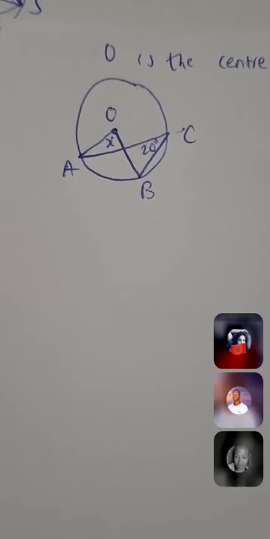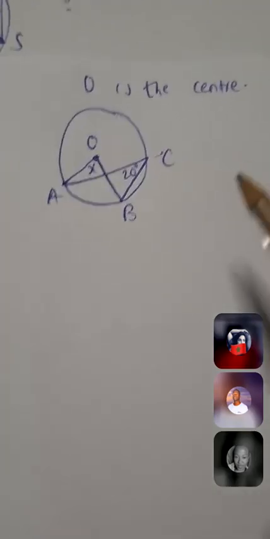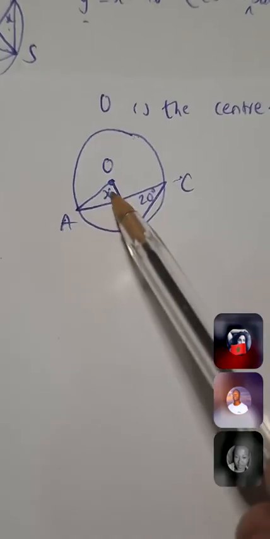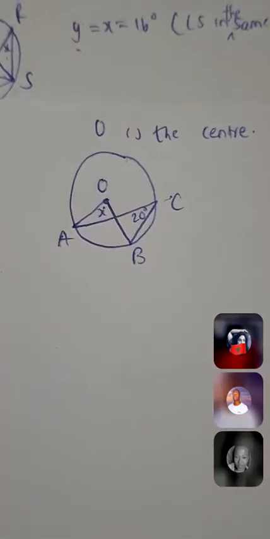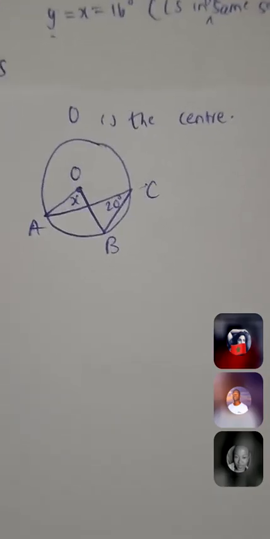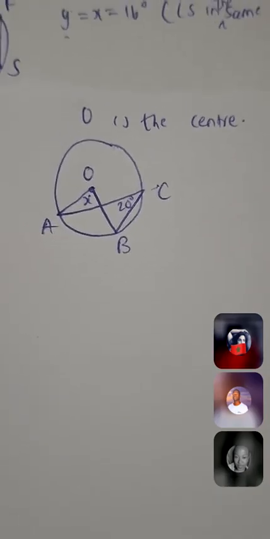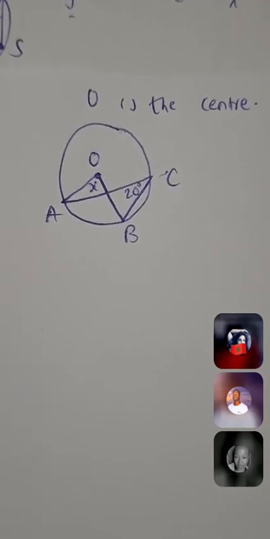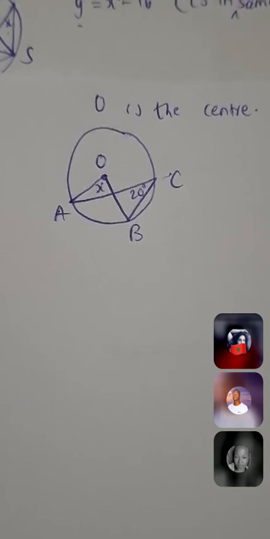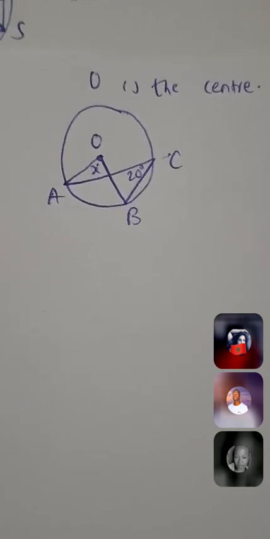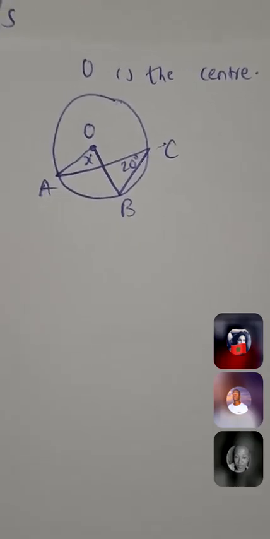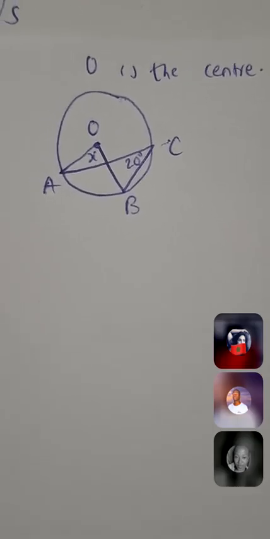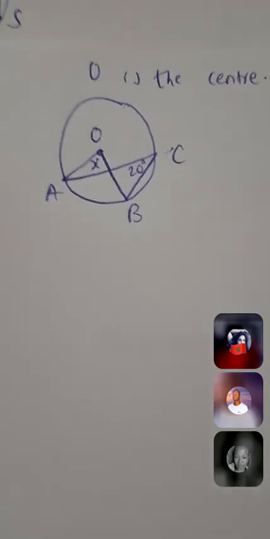Angle at the center is twice the angle at the circumference. Okay, angle at the center is twice the angle at the circumference. What made you think of that one, Kabelo Snap? I mean, we are busy with angles in the same segment, and when I hear you are thinking about angle at the center, you have said that O is a center, sir. Yes, very true.